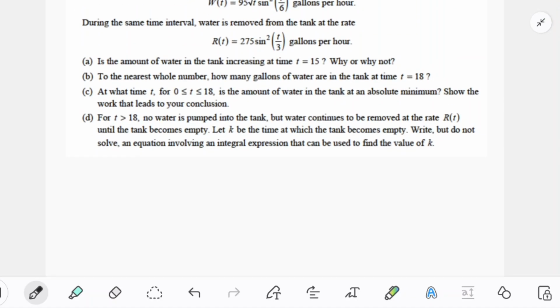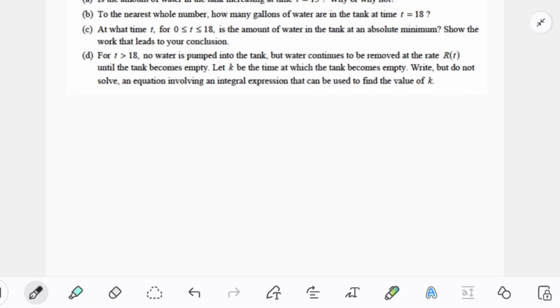In part D, we are told to write but do not solve an equation involving an integral expression that can be used to find the value of k. Since at this point there's no water being added, we can ignore W of t. The integral of R of t gives the total amount of water that is taken out of the tank from time 1 to time 2.